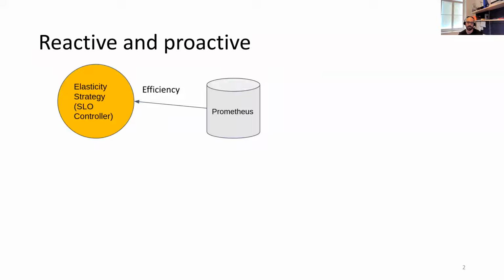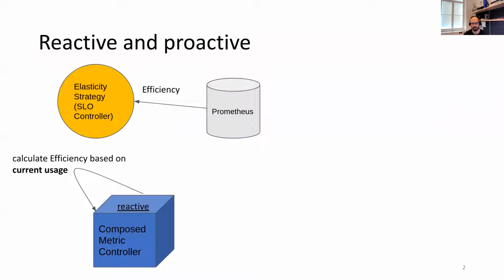So the scenario is as follows. We have a metric store, for example, Prometheus, that is basically calculating or at least exposing the efficiency, the resource efficiency, and the Elasticity Strategy controller takes this efficiency and scales on it. What we have seen right now is the reactive approach, which uses the current usage of the cluster, and based on that scales up or down.